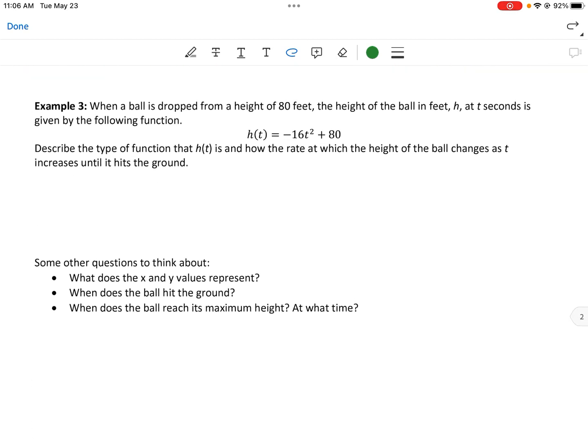Okay, let's do one more. When a ball is dropped from a height of 80 feet, the height of the ball in feet, h, and t is seconds, is given by the following function.